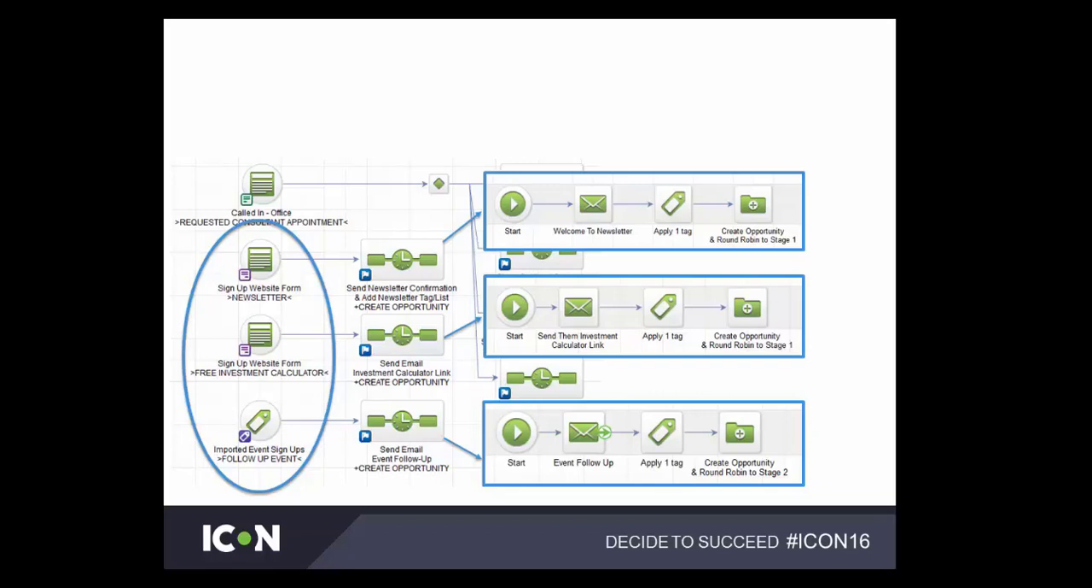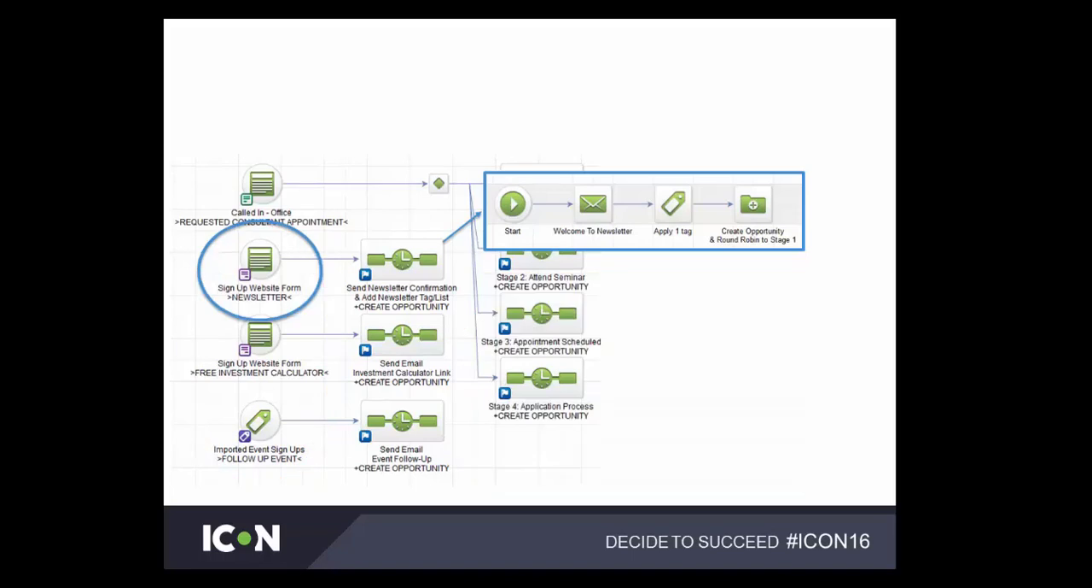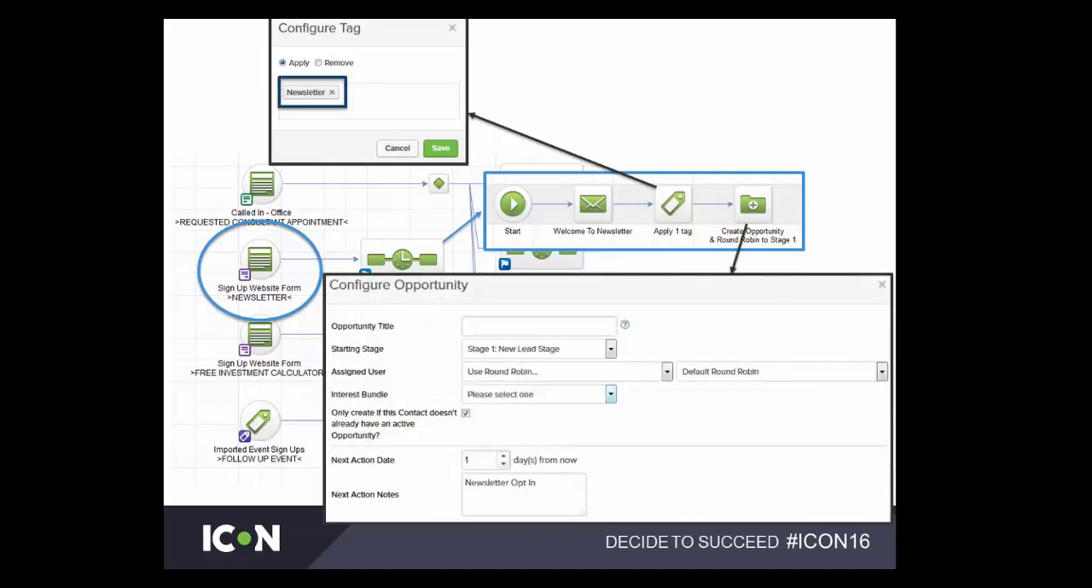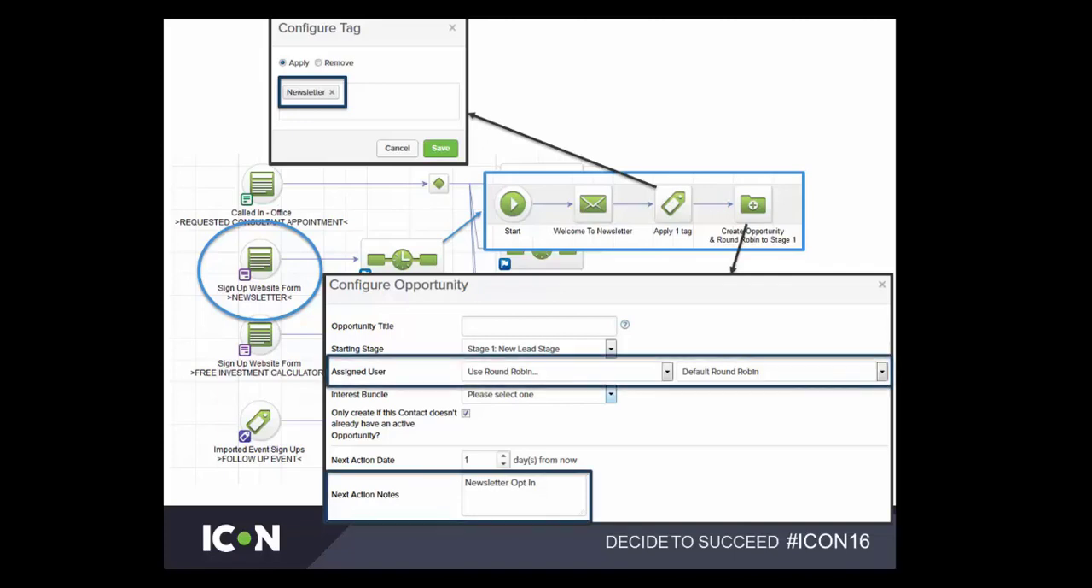The last piece is that create opportunity piece that we had in our other sequences. Right, so here's our tag, newsletter. We created that ourselves. And then here is our opportunity stage. This will be a little different in a couple ways now. We need to select an assigned user. So we need to make sure we are setting it to either a round robin, which means it's going to a different person every time, or you can create your own round robin for who it's going to. And then you have next action notes.